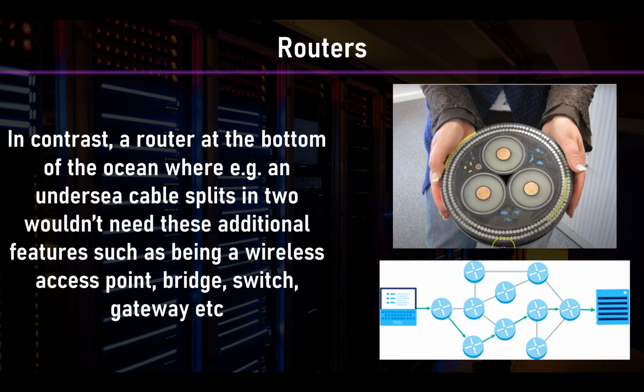Let's say you have a router at the bottom of the ocean, maybe for example like this one here in the middle of the network. Of course that's not going to need these other features like being a wireless access point, because if you're at the bottom of the ocean, no one is connecting to Wi-Fi. So technically a router is only performing this kind of forwarding of packets onto the next hop.